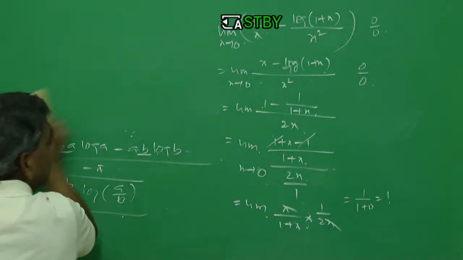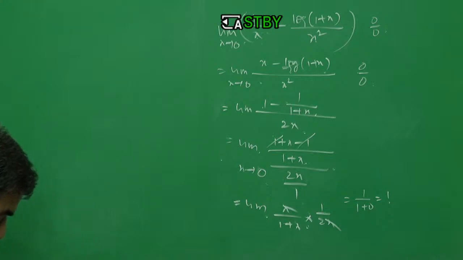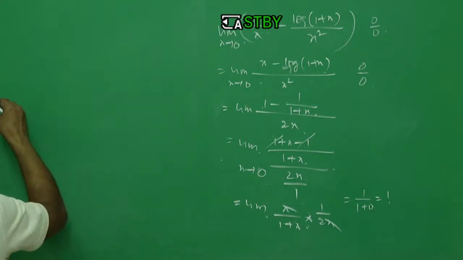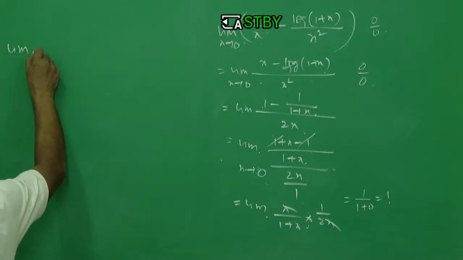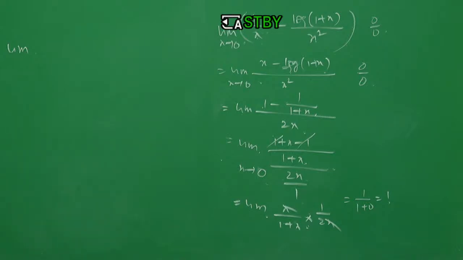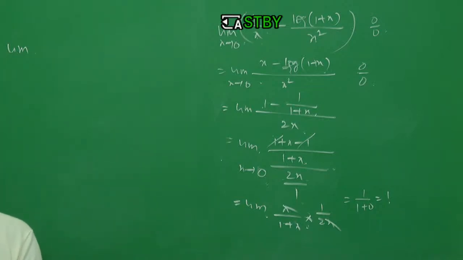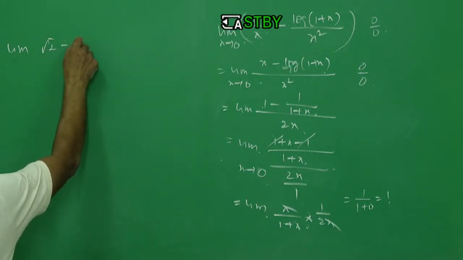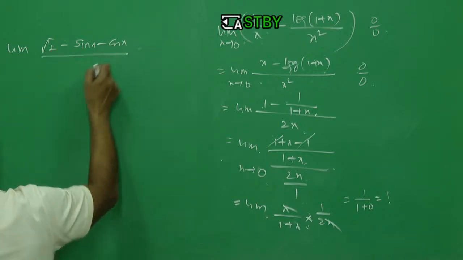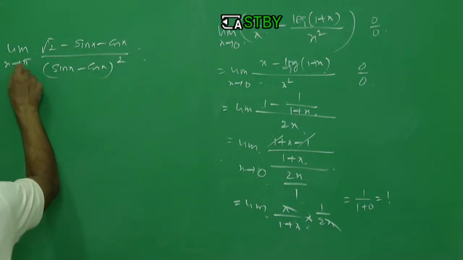One more example. Limit of, लिखो, limit of (root 2 minus sine of x minus cos of x) whole upon (sine of x minus cos of x) the whole square, x tends to pi by 4.